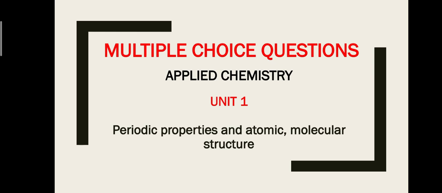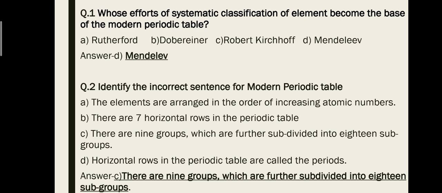In this video, I am going to discuss 20 most important questions regarding the subject Applied Chemistry, Unit number 1. So let's get started. Question number 1. Whose effort of systematic classification of elements became the base of the modern periodic table? Options are Option A, Rutherford, B, Dobereiner, Option C, Robert Kirchhoff, Option D, Mendeleev. The correct answer is D.